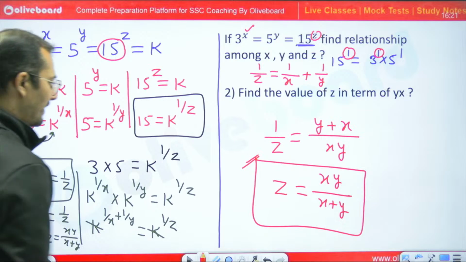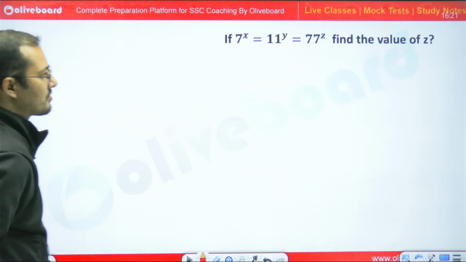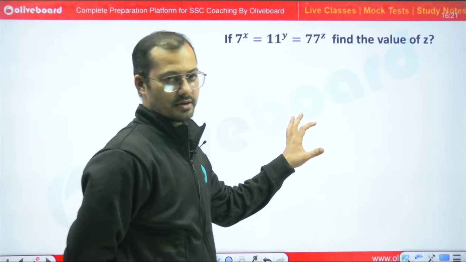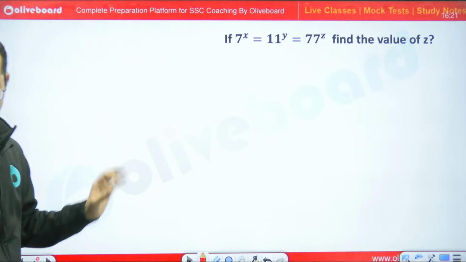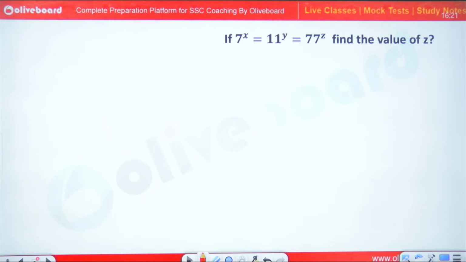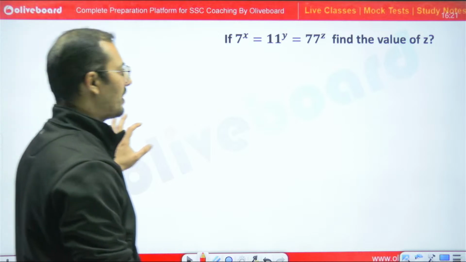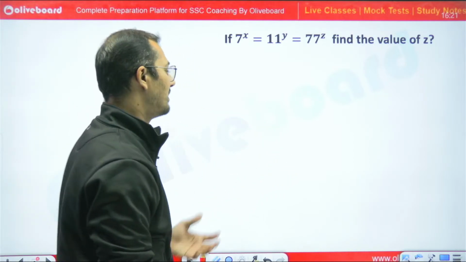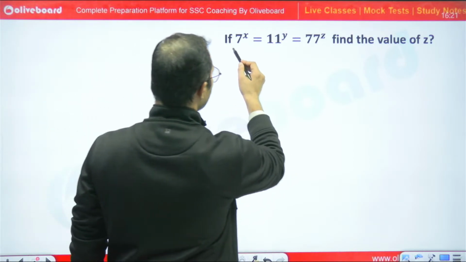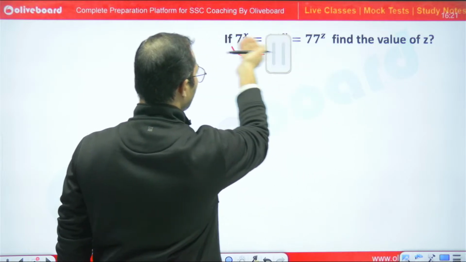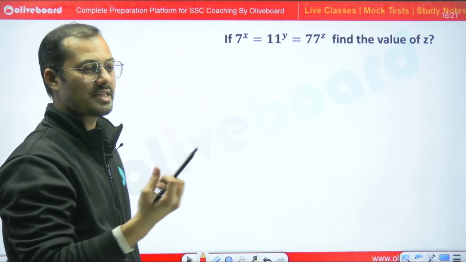So I hope this is very much clear. Now try this question and do it with the smart approach. I'm going to tell you again: whenever we get this type of question, we have to focus on the base which is highest, which is having the highest base.